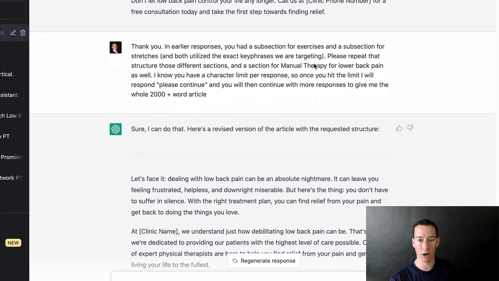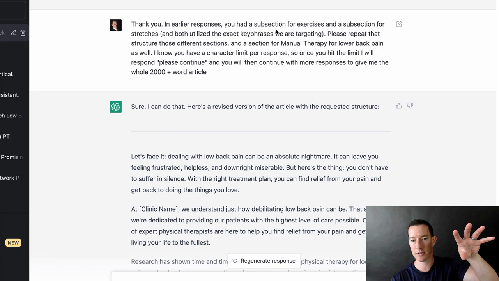Earlier on, there was a subsection that it had taken out, and this is really good for SEO, by the way. When you have subsections, you can use H2 subheaders, where the headlines are H2 headers that have the key phrases that you're trying to target, right? And so I asked it to add that back in.